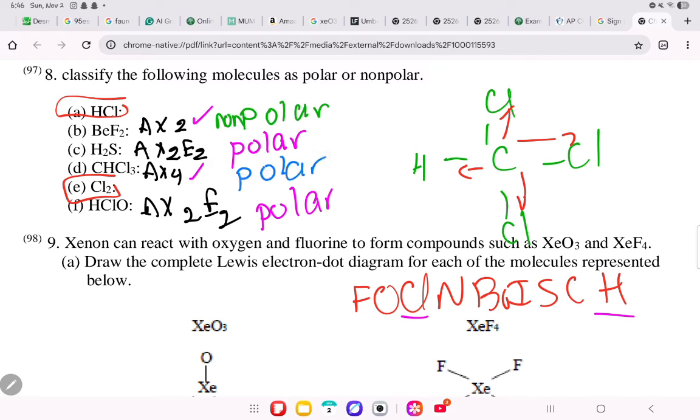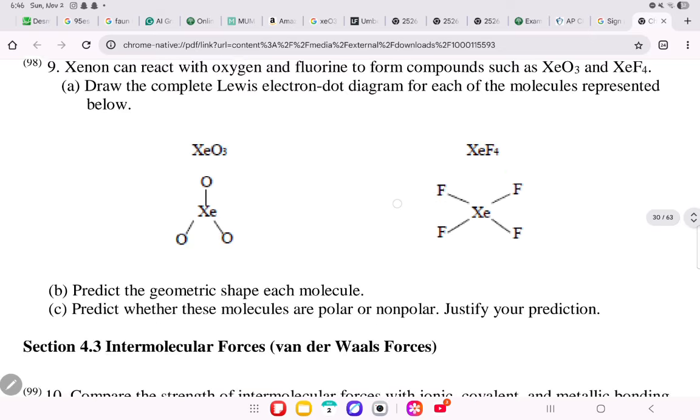If they're all the same and it's symmetrical, it's going to be non-polar. But here, it is symmetrical, but they're different, so we cannot say it's non-polar. It's going to be polar. That's it for question number 8. We'll move on to question number 9.